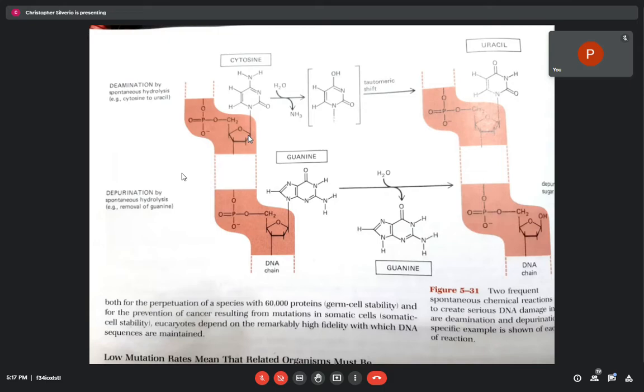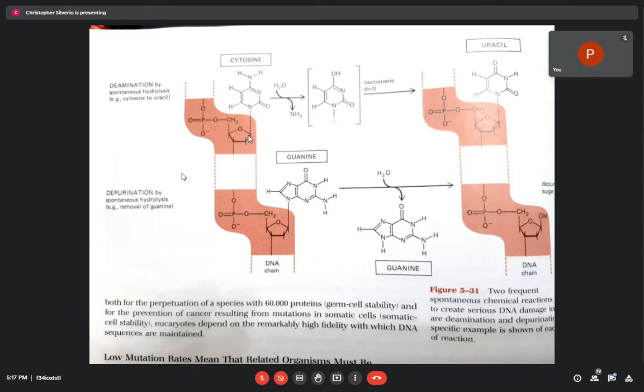So, parang ma-recognize po ng DNA na may mali, kasi uracil po yung na-form. The DNA by itself, it is now an abnormal DNA because it contains uracil, which is not supposed to be. What makes it a DNA?